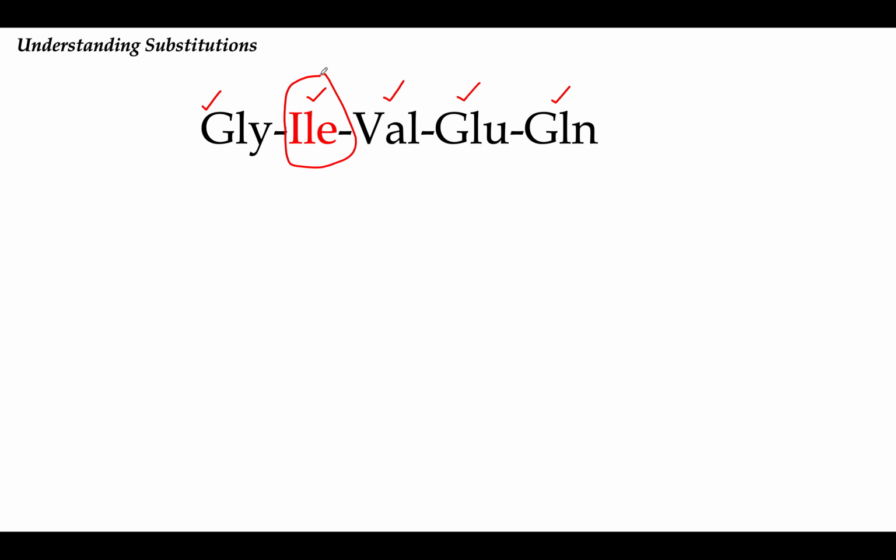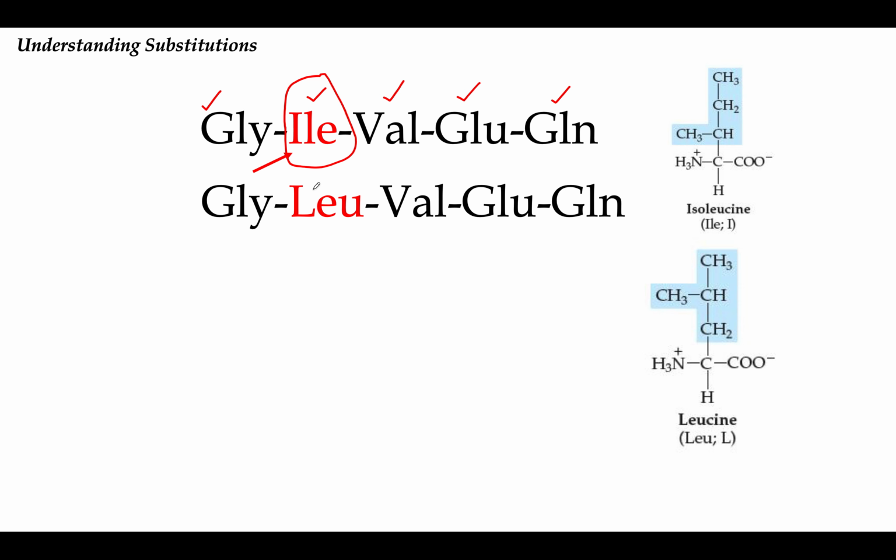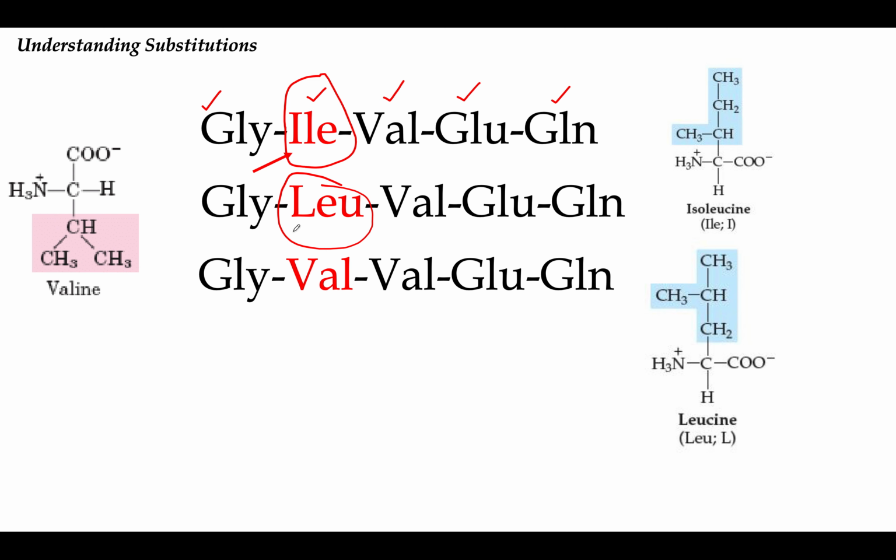Isoleucine, by now you already know that it's a hydrophobic amino acid. I will change this particular amino acid with another hydrophobic amino acid such as leucine. So this is a conservative substitution and therefore this will be tolerated. Next, I change isoleucine to valine. Valine is also a hydrophobic amino acid, not as hydrophobic as isoleucine, but still hydrophobic. Therefore, this particular substitution will also be tolerated.